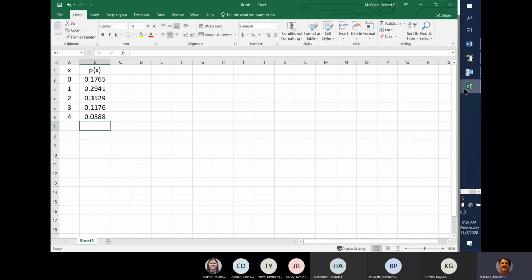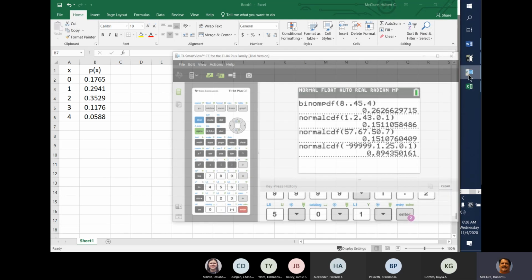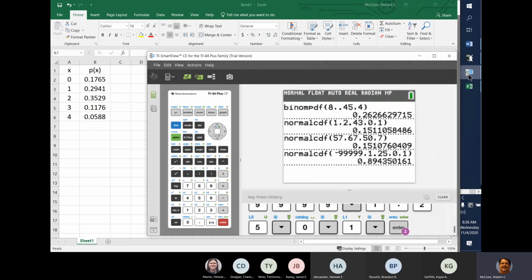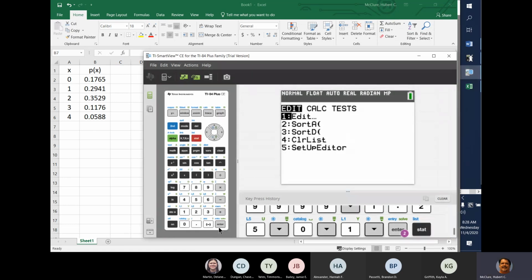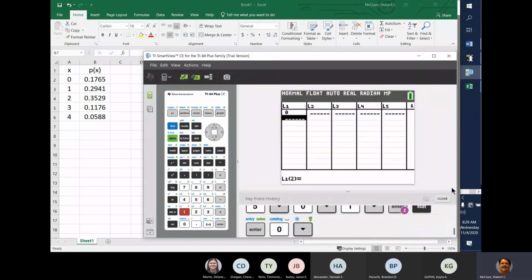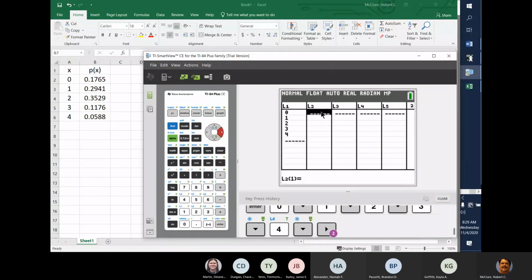And of course, if you want to use your handy dandy calculator, you would hit Stat, Edit, and type in 0, 1, 2, 3, 4, and then 0.1765, 0.2941, 0.3529, 0.1176, and 0.0588.